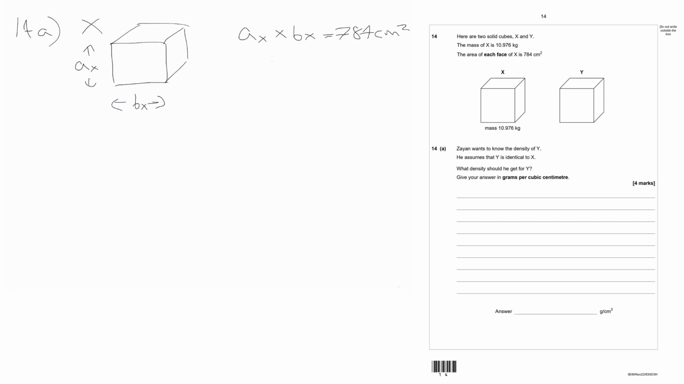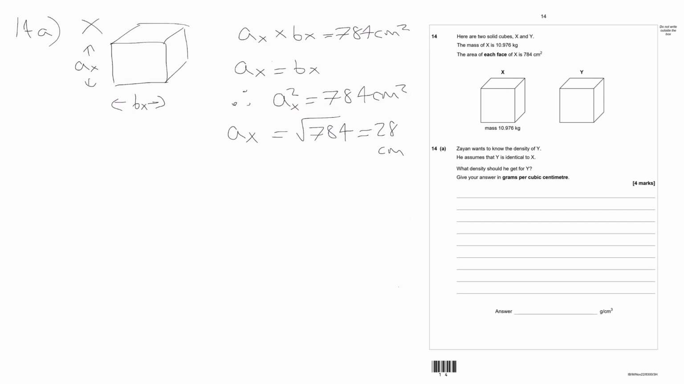And obviously here, because we're assuming it's a cube, then a of x should equal b of x. And hence, this means that we have a squared equals 784 centimeters squared. And so we can work out one of the sides of the cube. So we've got a of x is equal to, well, we can just take the square root of both sides. So we have square root of 784, which is 28 centimeters, because it's just a length. So now we have one of the sides of x.